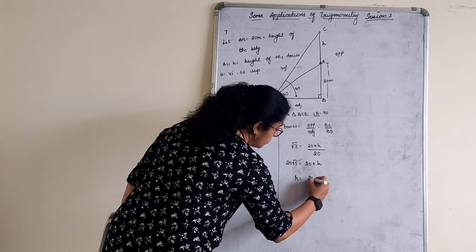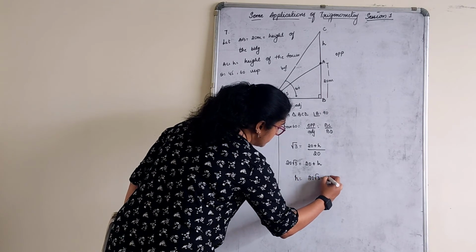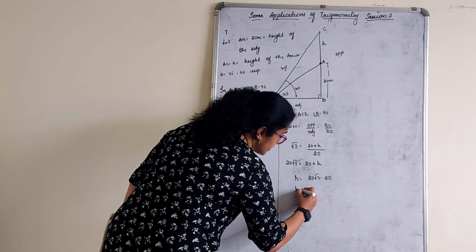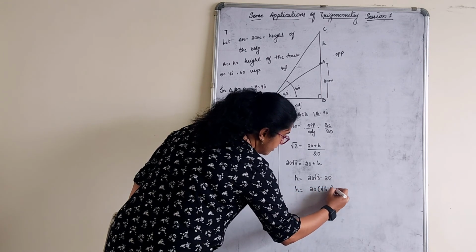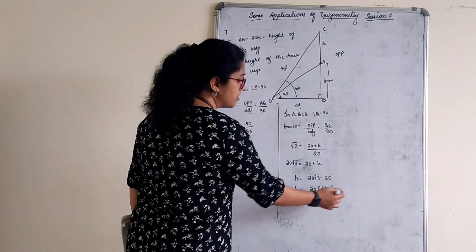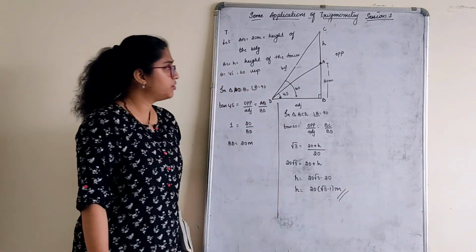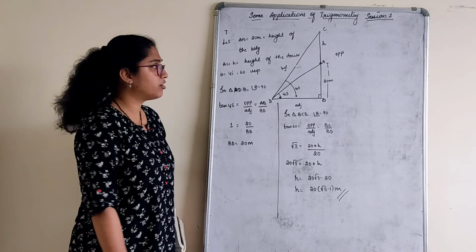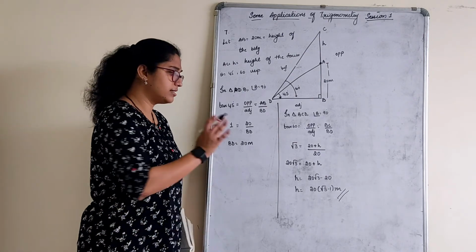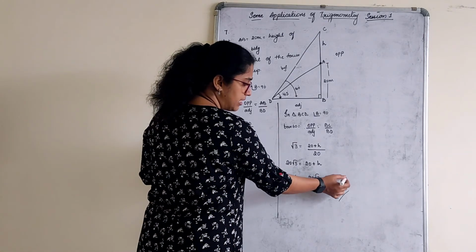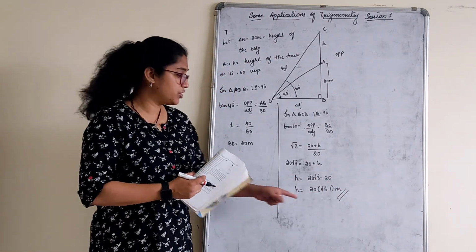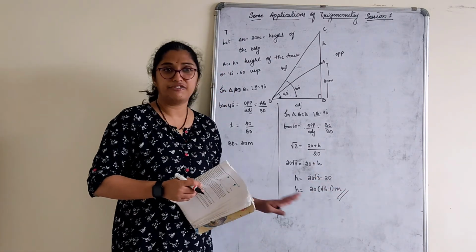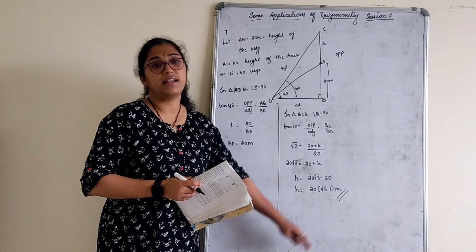H is equal to 20 root 3 minus 20. H is equal to 20 common, root 3 minus 1 meter is the answer. They have only asked you the height of the tower. They have not asked you the height of the building. This is the answer. You can also keep this as a final answer in terms of meter. Take common. Now from here there are many sums where we just take common and we arrive at the final answer. This is the final answer, children.